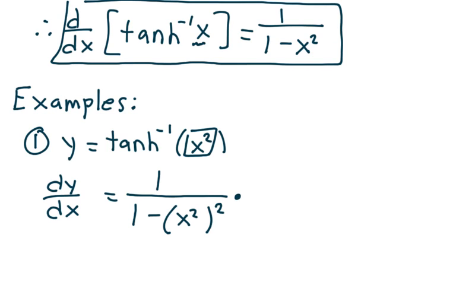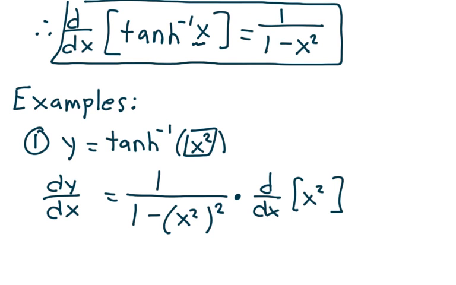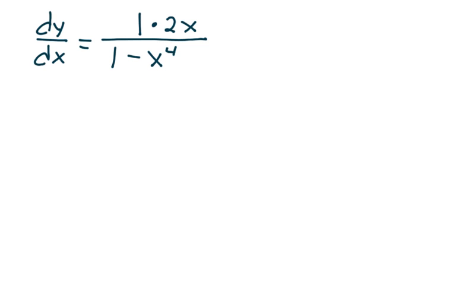But by the chain rule, I have to multiply by the derivative of x squared. So if we simplify this a little bit, we get dy/dx is 1 over 1 minus x to the fourth times 2x. Don't forget, the derivative of x squared is what's producing that 2x. And so this is 2x over 1 minus x to the fourth. And that's how you take the derivative.